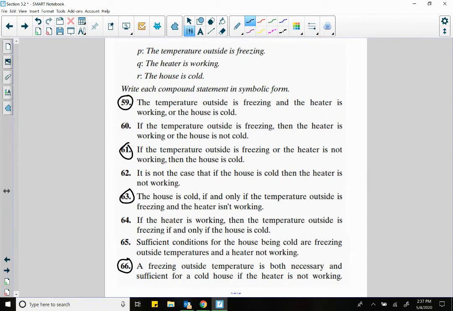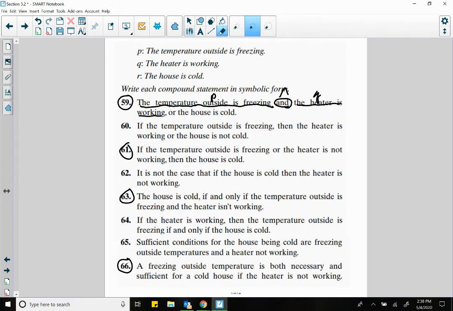Okay. So, number 59. We underline statements. So this is where annotating is hugely going to help you out. The temperature outside is freezing. Well, we know that that is P. Oh, I see an and. That is a wedge, I mean a rooftop. The heater is working. Hey, that is Q.